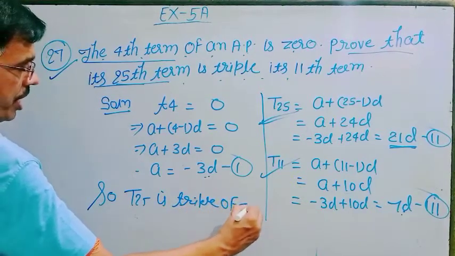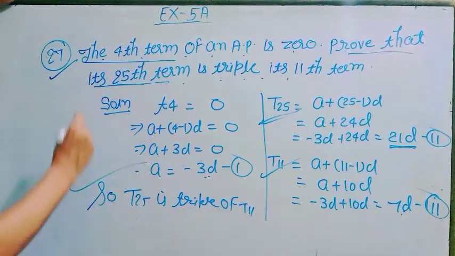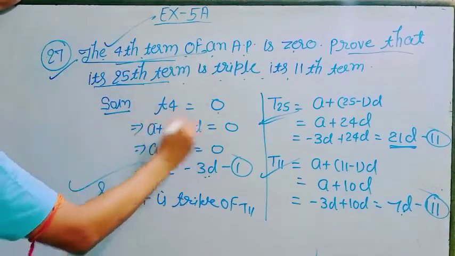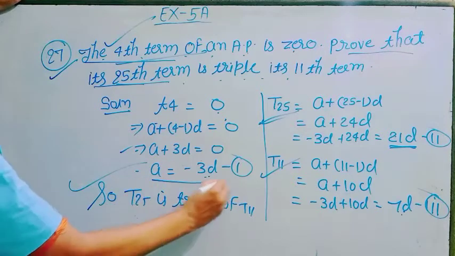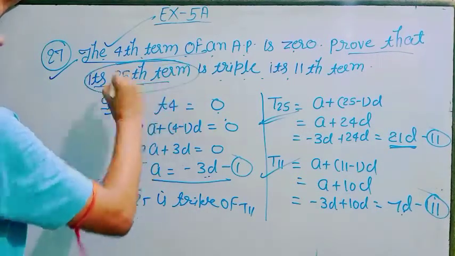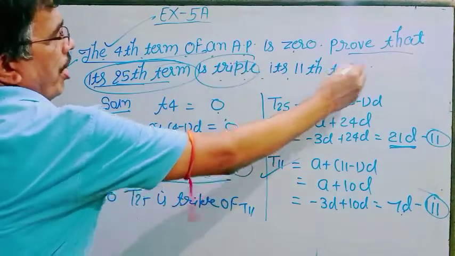So in this type of question, there are 3 equations. First, it is given that the fourth term is 0, I write that here. From this you find the value of A. Then next, here is the condition that the 25th term is triple the 11th term.